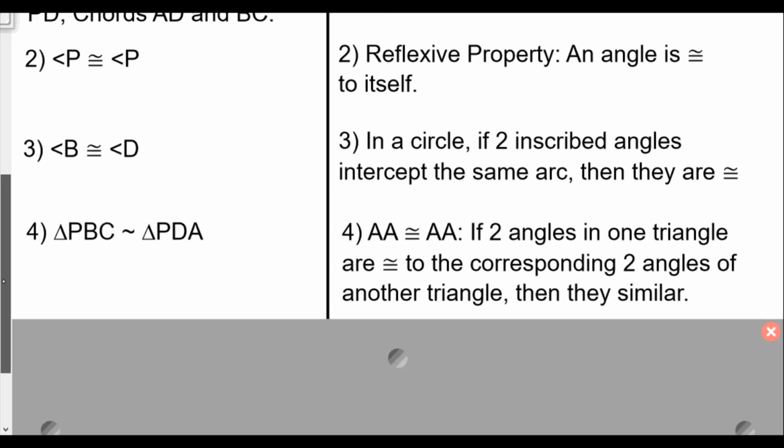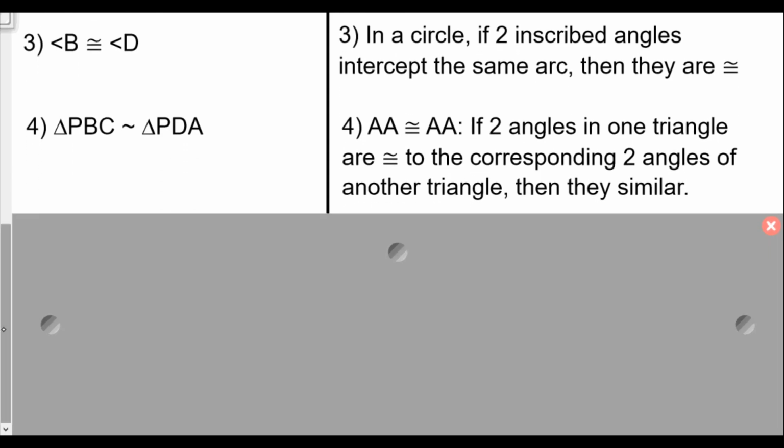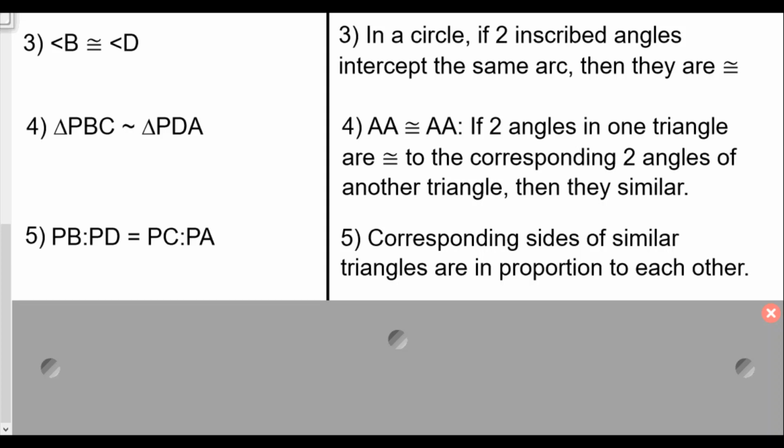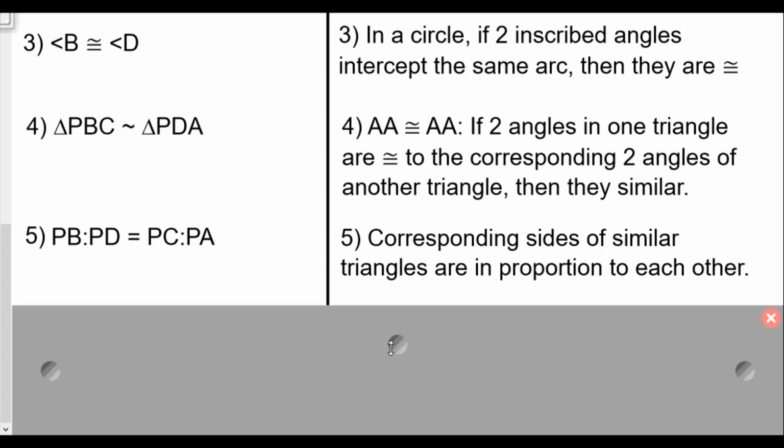And now we're proving our next step, the first part A, that PB to PD is equal to PC to PA. Some of you will normally see this proportion written in this manner, that PB over PD equals PC over PA, and that's the same exact thing. Both ratios are equal to each other, so proportion, and corresponding sides of similar triangles are in proportion to each other. So that's not CPCTC, corresponding parts of congruent triangles are congruent. This is the one that we use for similar triangles: corresponding sides of similar triangles are in proportion to each other.